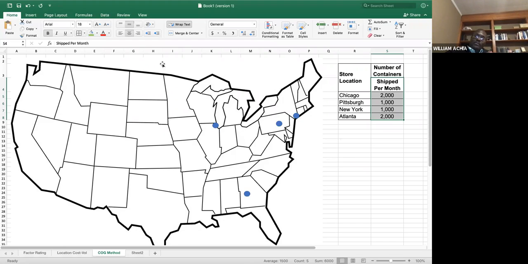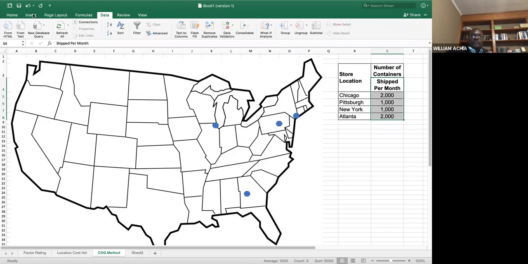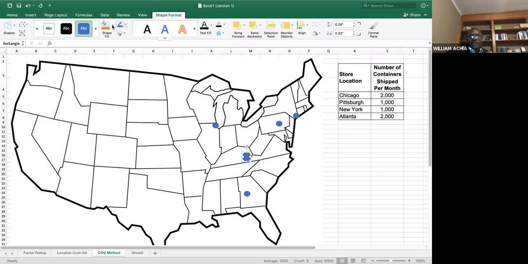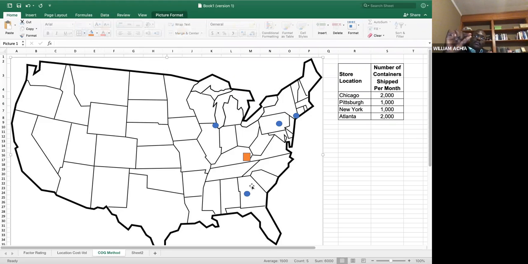What we're trying to do is figure out where we should have a location, for example a distribution center, that will service these 4 locations and result in the lowest possible shipping costs. In essence, we're trying to find somewhere, wherever that'll be, where the total cost to ship from this distribution center to Chicago, Pittsburgh, New York, and Atlanta will be the lowest possible cost.